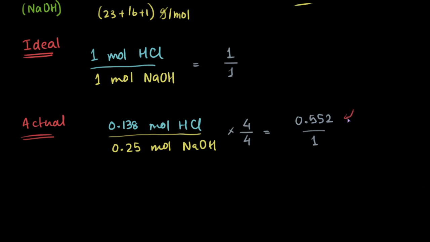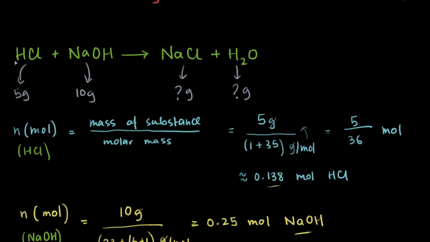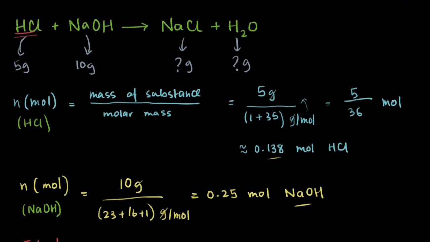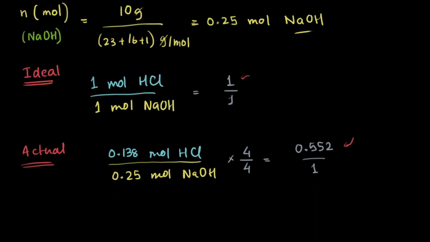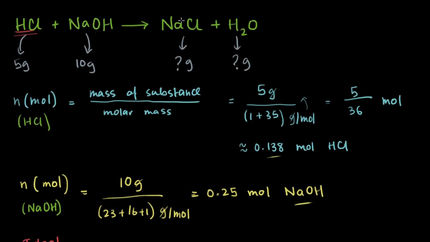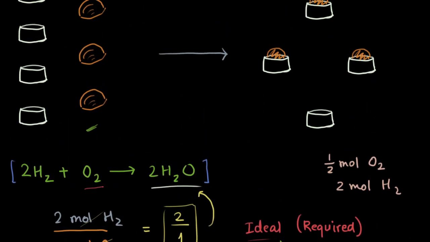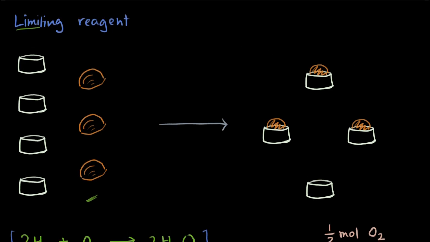If you notice, the amount of HCl that we have is less than required, and that means that HCl is our limiting reagent. That means that if we have to find the amount of our products, we must base the calculations on our limiting reagent. Why? Because, let us take a step back to the ice cream analogy. If you don't know that, watch my videos.